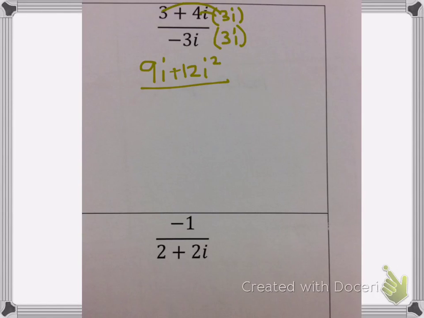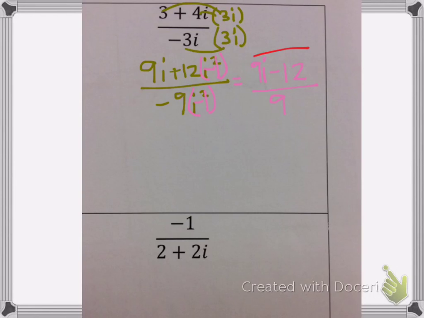We'll do the bottom multiplying now, so this will be a minus 9i squared. Again, we have that rule that says every time we see an i squared, we're going to change that to a negative 1. So on the top, we'll have 9i minus 12. I said that backwards. And then on the bottom, this becomes a negative 1 again right here. A negative 9 times a negative 1 is a positive 9, so we have 9 on the bottom.